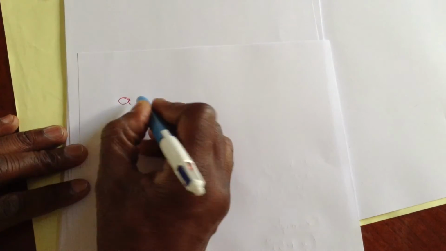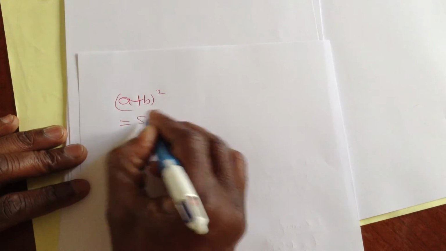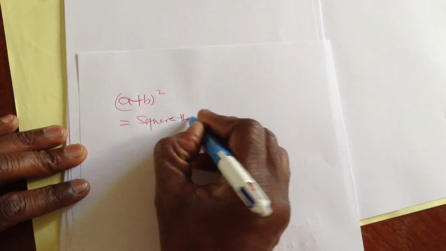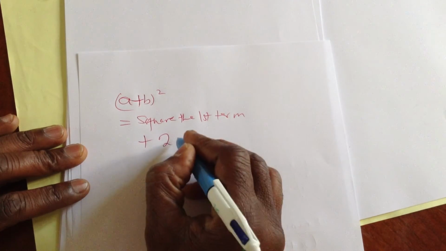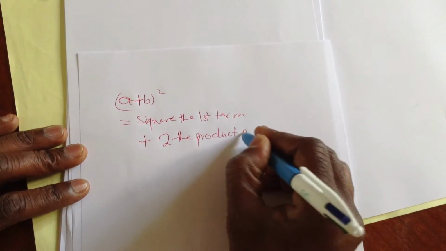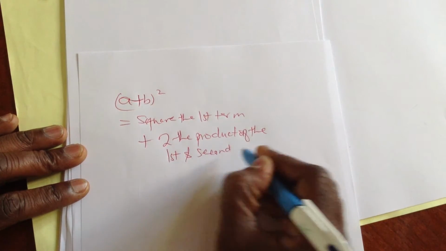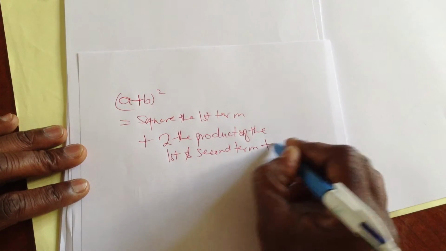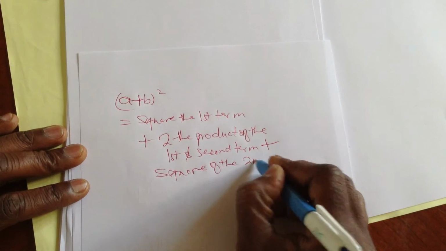So in words, we could say a plus b all squared equals square the first term, add twice the product of the first and second terms, add square of the second term.